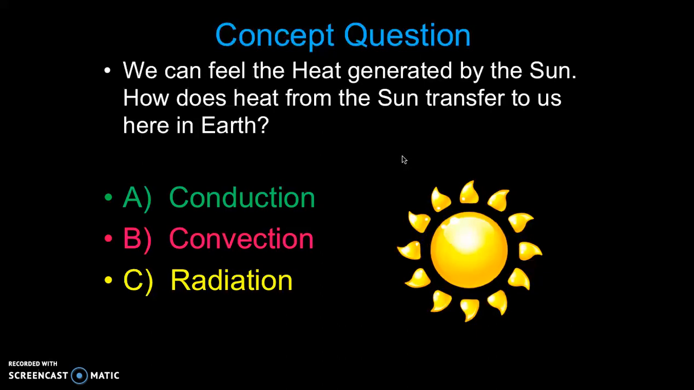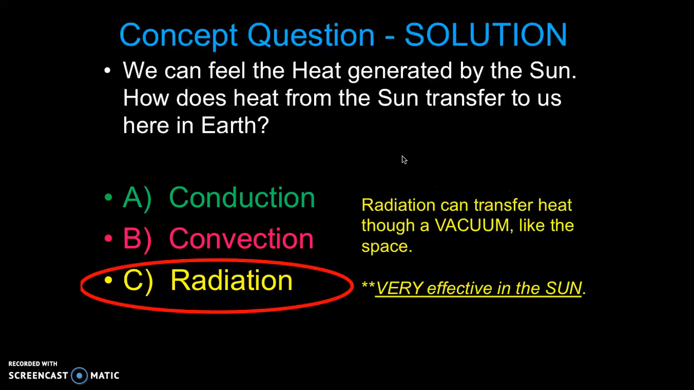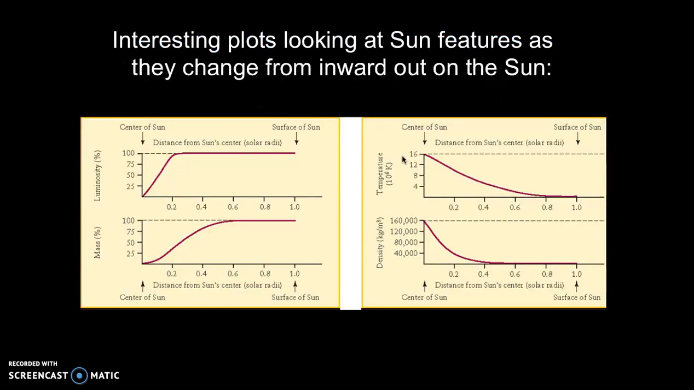And finally, how can we feel the heat generated by the sun? How does heat get to us from the sun? Radiation. It can transfer through a vacuum of space. Very effective in the sun as well.